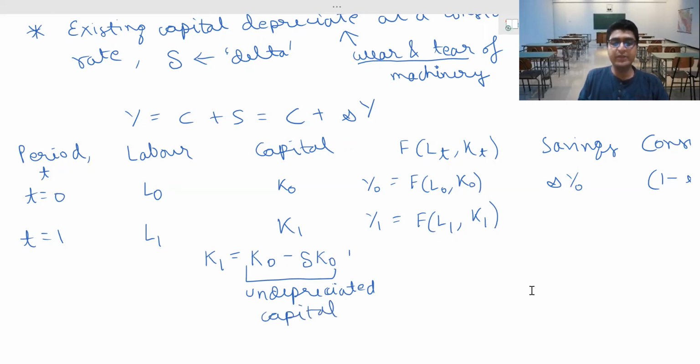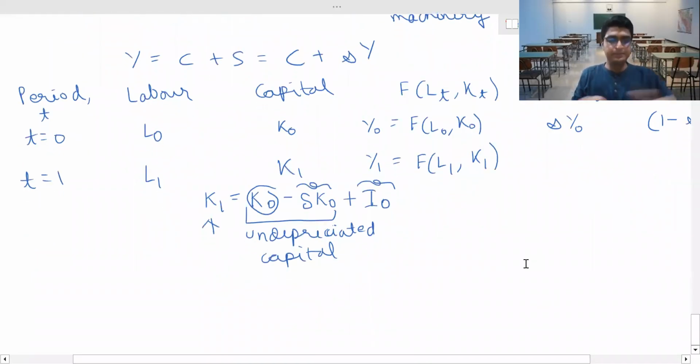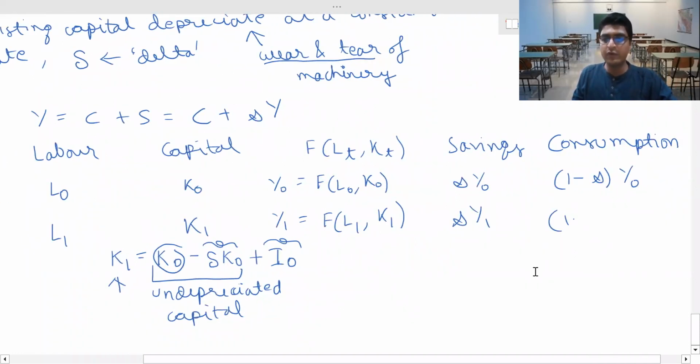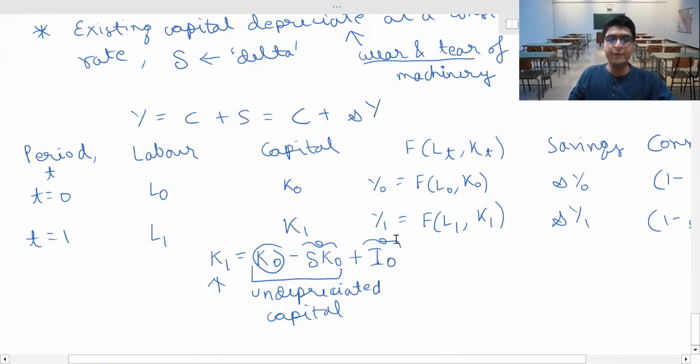And then you'll also do some investment. You would have also made some investment in time period 0, so plus I0. So this is the initial level of capital minus the amount of depreciation plus what you invested, and that becomes the capital at time period 1. Is that clear? Similarly, savings will be S into Y1, and consumption will be 1 minus saving rate into Y1. So this thing is called the law of motion of capital.